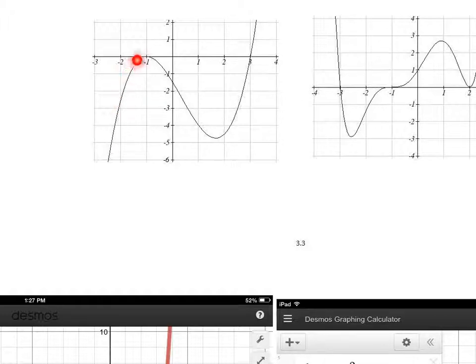So I'm seeing a double root here at -1. So that tells me it has a multiplicity 2. So the power will be 2. Here I'm just seeing a single root. So that has multiplicity 1.